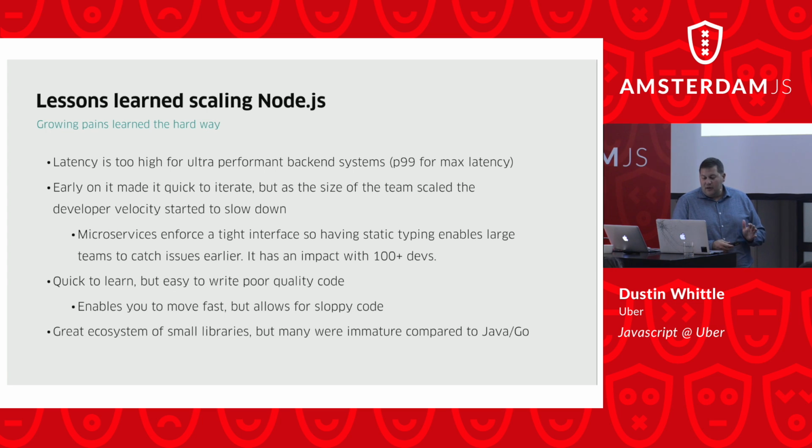And then Node has a great ecosystem of small libraries, but there are many that were immature compared to their Java or Go counterparts. If you look at the HTTP library that's in Node, it's notoriously inefficient. It should have just been written in C++, right, and exposed as bindings.